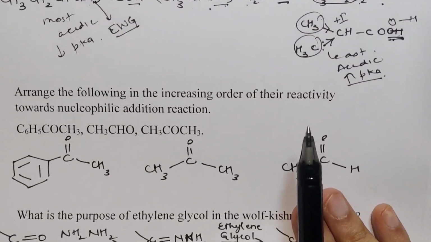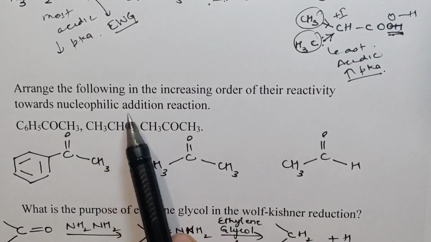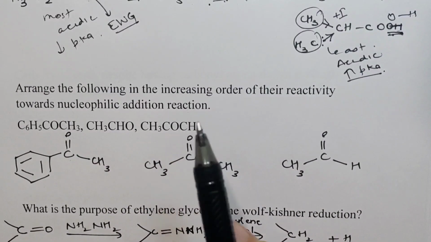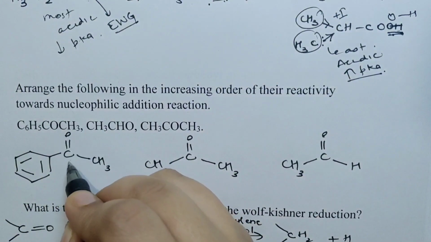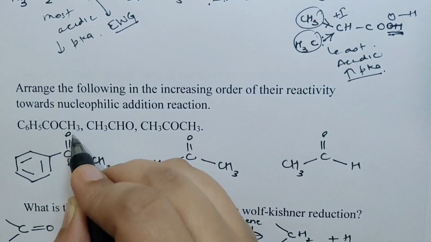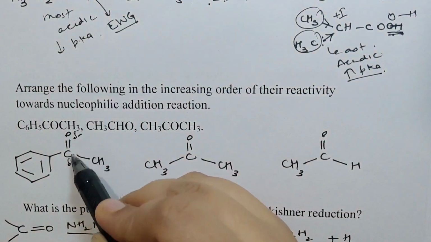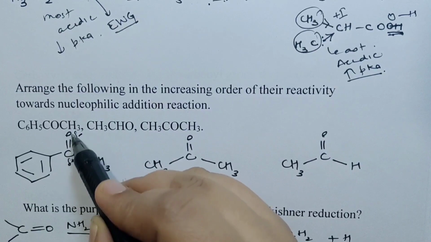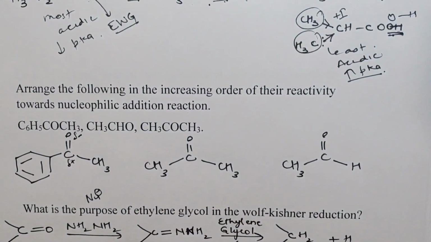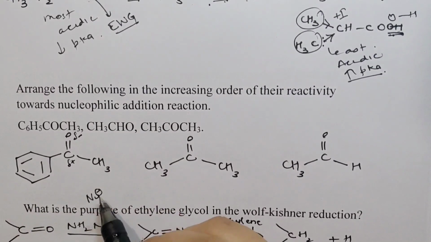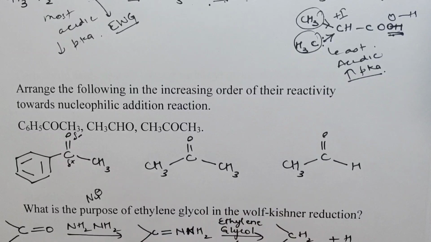Moving on, arrange the following in increasing order of reactivity towards nucleophilic addition reaction. Nucleophilic addition reaction occurs because the carbonyl carbon is partially positive. It's doubly bonded to electronegative oxygen. Therefore, there is a polarity here, so the nucleophile would get attracted. But in certain cases, the nucleophile would be more attracted and the reaction would go faster than in other cases.